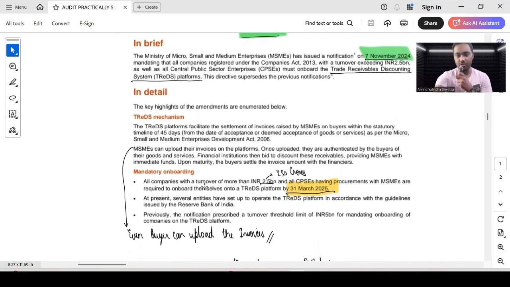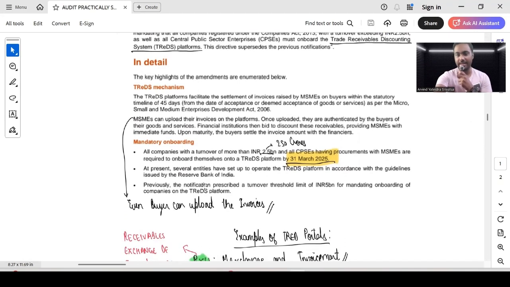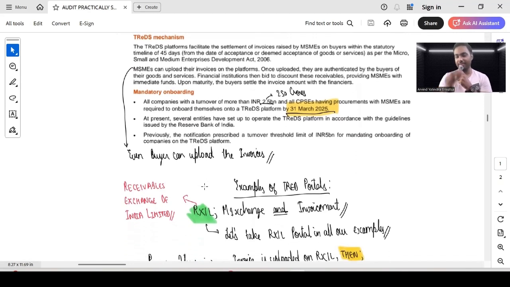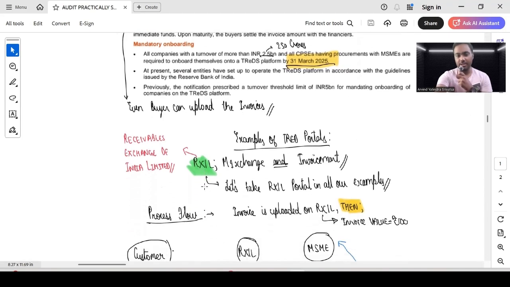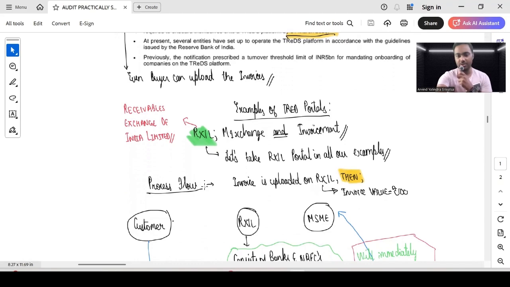So you guys would be having a doubt: what is the benefit for each of these parties in this arrangement? Why would the parties even enter into this agreement in the first place? I will explain, using RxSale as a reference for our discussion. I've seen this with one of our clients earlier, so I will be using that as an example. As I told you, the invoice is uploaded on the RxSale portal. Let's say the invoice value is rupees 100.